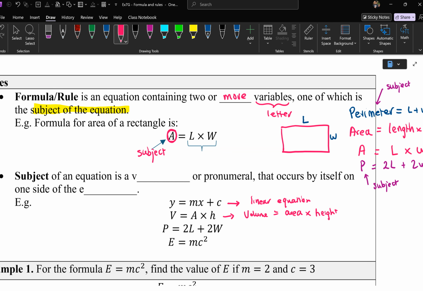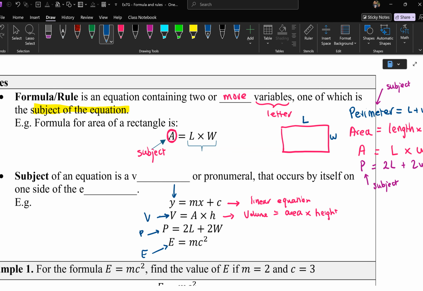So length times width times height, that's the volume formula for a rectangular prism. P, we know it's perimeter, and E, well, that's Einstein's formula, energy. But what I want you to see there is, what's the subject for each one? The subject for the first equation was Y. The subject for the second equation was V. The subject for the third equation was P. And then the subject for the last equation was E.